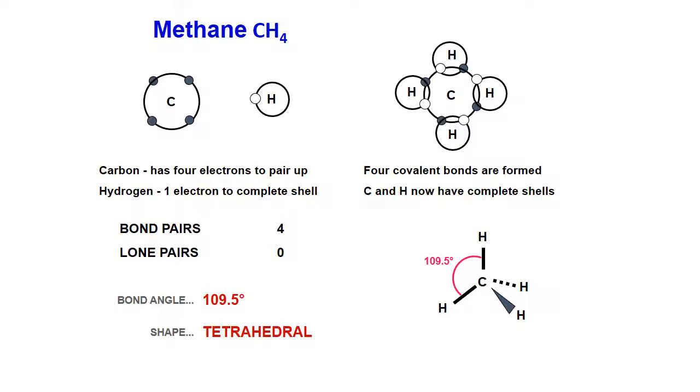A case in point would be methane here as an example. Carbon has 4 electrons to pair up, and hydrogen has 1 to complete the shell, so they've got 4 bond pairs, and it has to be tetrahedral. The bond angles are all 109.5 degrees, because they've all got bonding pairs.